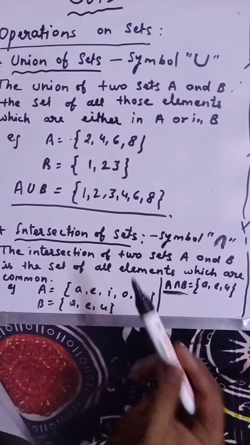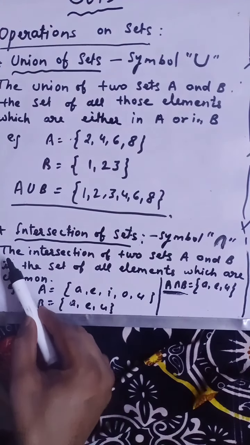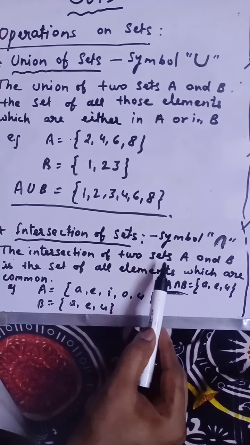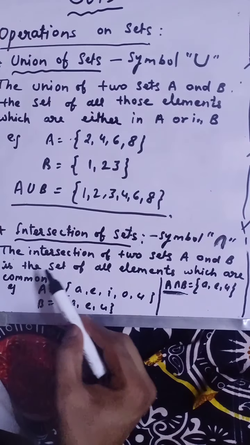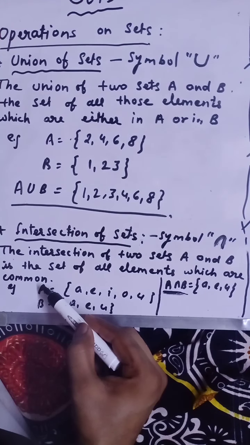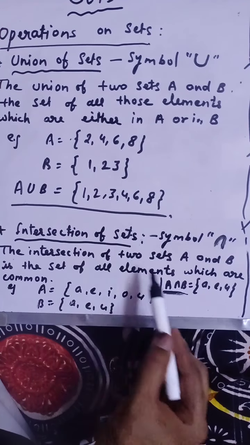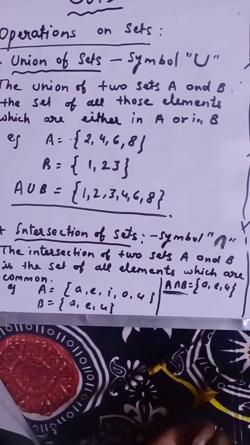Got it? Now the definition. The intersection of two sets A and B is the set of all elements which are common. So now it is clear. We have to write the set of all elements which are common. Got it?